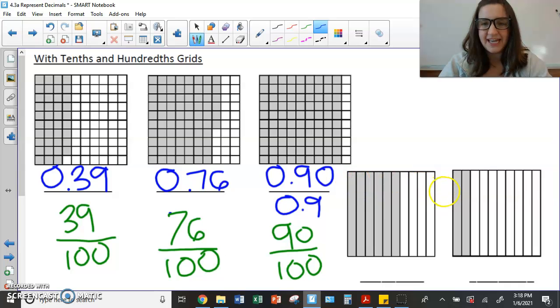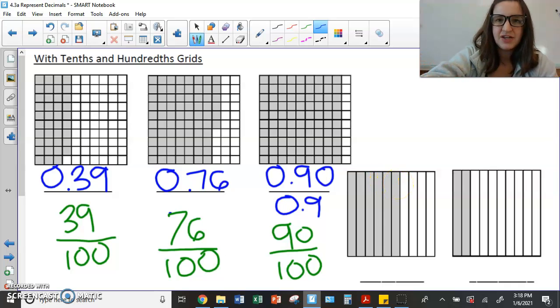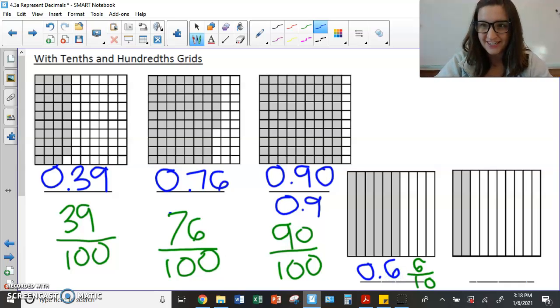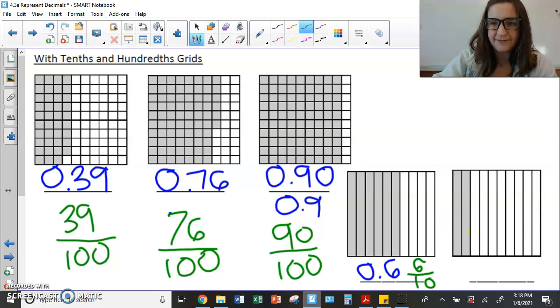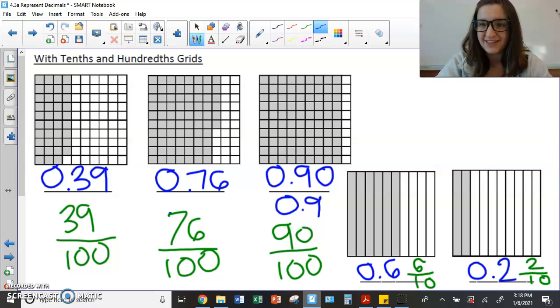All right, so here we have tenths grids. We have 1, 2, 3, 4, 5, 6. So as a fraction, it would look like 6 tenths. And as a decimal, it's also pronounced 6 tenths, but it would be written like that with a 6 in the tenths place. And that 0 is a good placeholder in my ones place so that I can see my decimal point more easily. Over here, we have 2 bars shaded in out of 10. So I have 2 tenths, which can also be written as a decimal with a 2 in the tenths place.